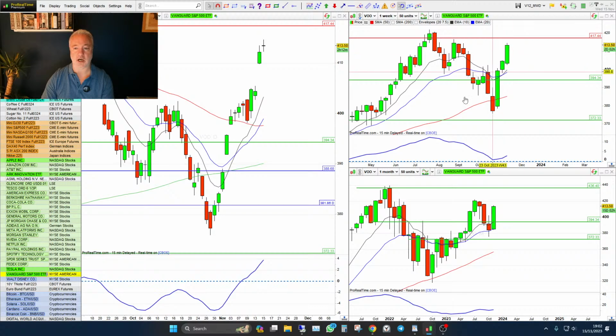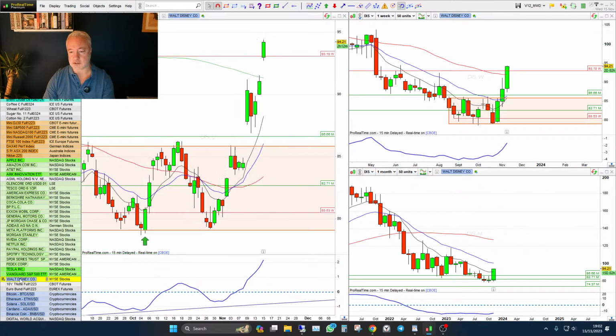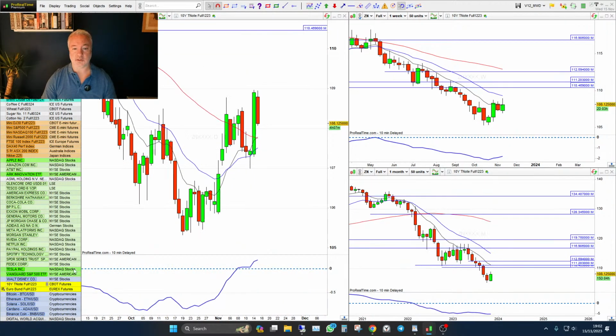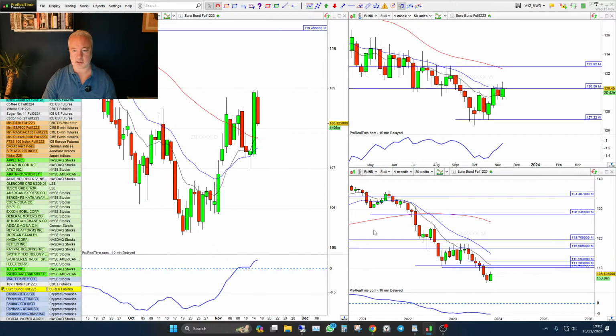Vanguard continues to push higher, so that's looking nice and bullish. Walt Disney also pushing higher. So Walt Disney was a potential buy at this level. That could be a really, did I not buy? I might actually look and see if I can buy some Walt Disney on that. What's happening with bonds? Bonds are starting to climb a little bit, so that's nice just to see that. They're still on an overall downtrend, but they look like they might want to head up a little bit.